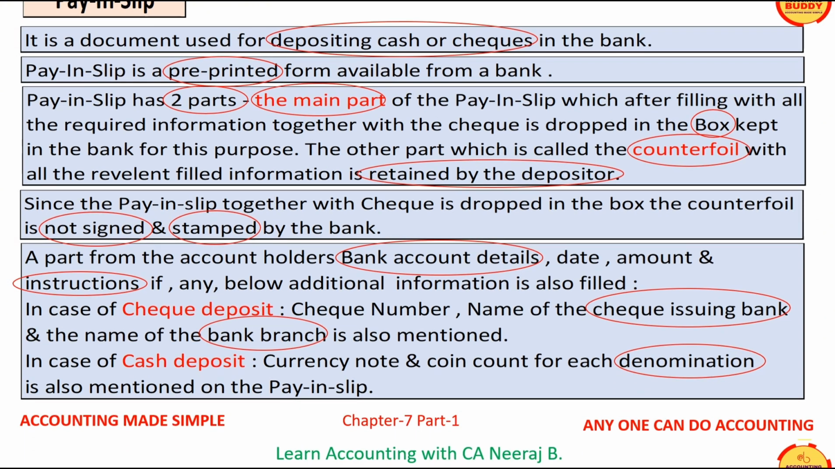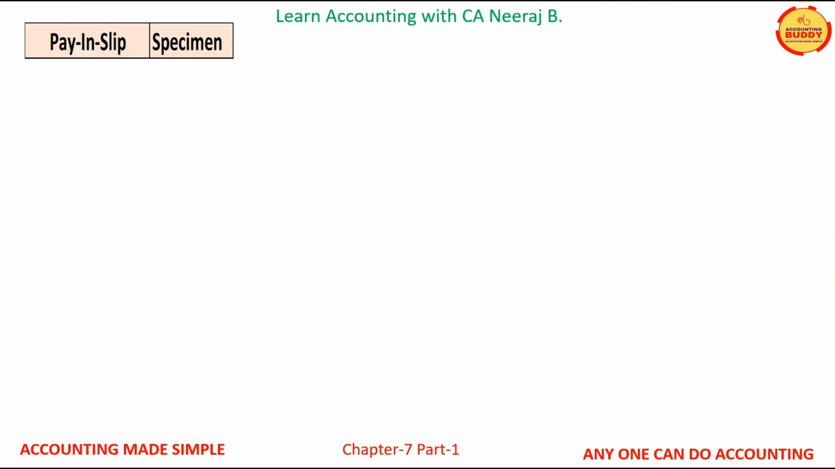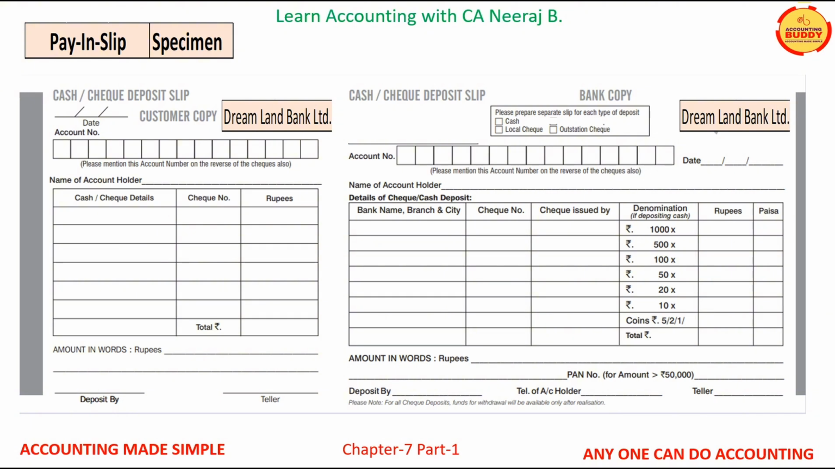Let us learn how a bank pay-in slip is filled with the help of the specimen displayed on your screens. There are two parts of a pay-in slip. The smaller left-hand side is the customer copy and the slightly bigger right-hand side is the bank copy. The pay-in slip is used for both cash and check deposits. However, separate pay-in slips need to be filled for cash and check deposits. That means in a single pay-in slip, both cash and checks cannot be deposited.